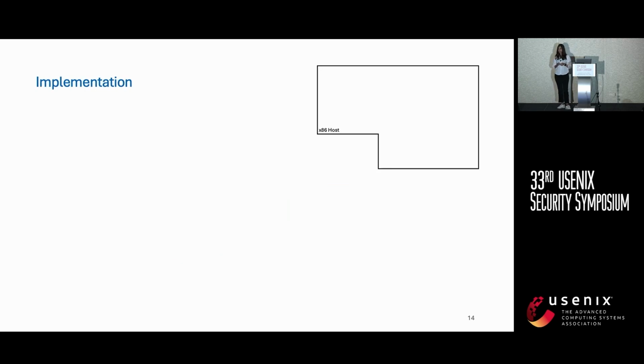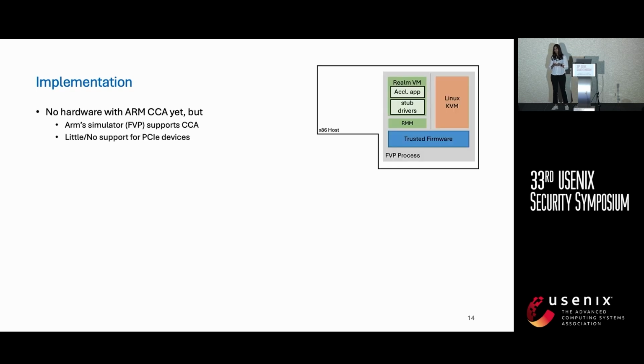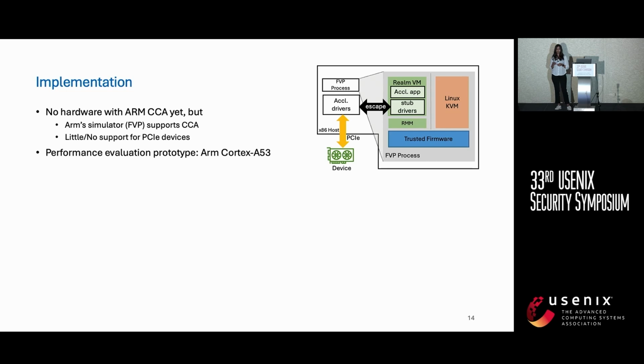To implement ACAI, there is no ARM CCA hardware yet, but there is an ARM simulator that has these extensions in it. So we build ACAI on this simulator, but the simulator has a problem. It does not have PCIe device support of any kind. So we had to build an escape mechanism that goes from the simulator to the host and talks to a real device that's connected to the host. Now, the FVP is instruction accurate, so as a best effort, we build a performance evaluation prototype on an ARM board to estimate its performance.